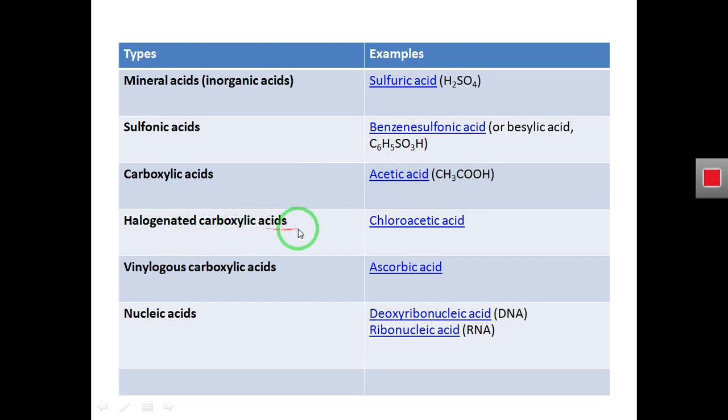And halogenated carboxylic acids are the carboxylic acids that have a halogen atom, for example chloro, bromo, iodo. And vinylogous carboxylic acid is ascorbic acid. And nucleic acids are deoxyribonucleic acid and ribonucleic acid. These are very common. You all know that DNA and RNA are our genetic material, and the nature of this genetic material is also acidic.